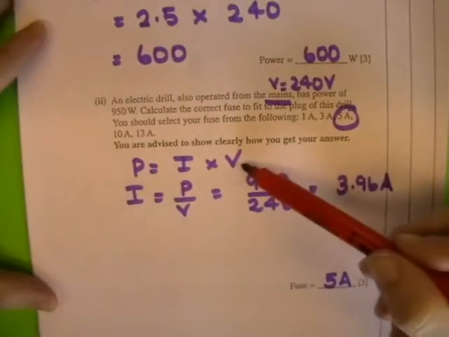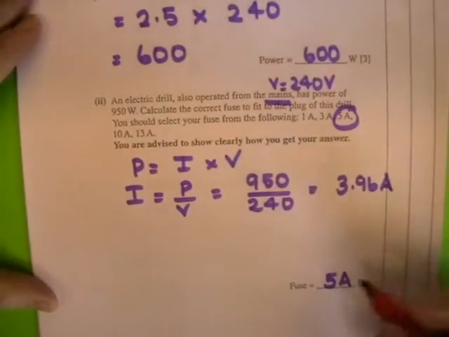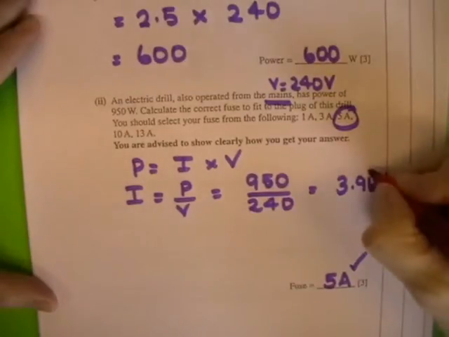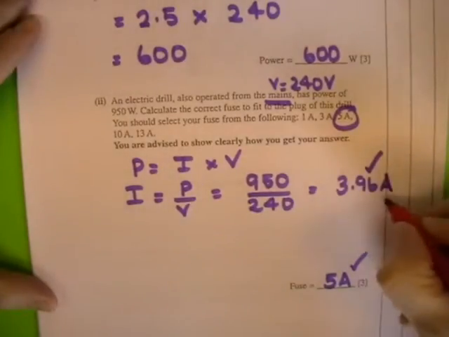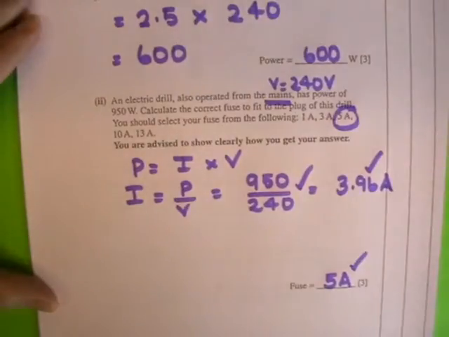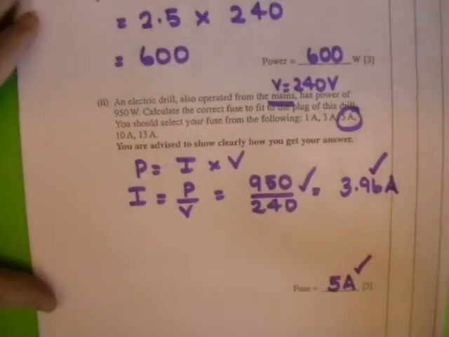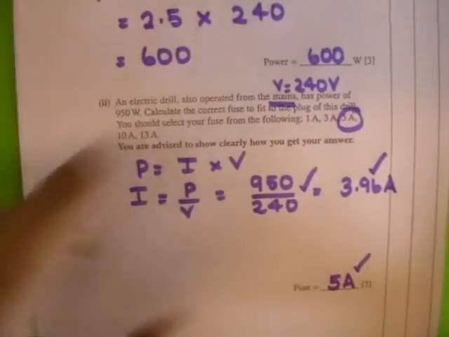Now you wouldn't get an equation mark for P is equal to IV here. There's a mark for choosing the correct fuse, a mark for the answer for the current, and a mark for dividing those two numbers. You wouldn't get your P equals IV mark again because they've already given you a mark for it in the last part of the question.